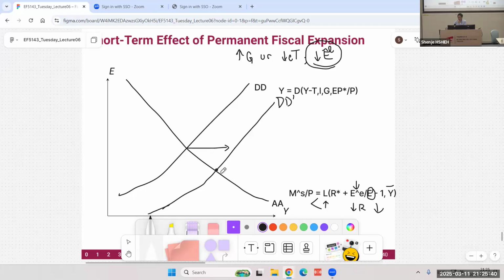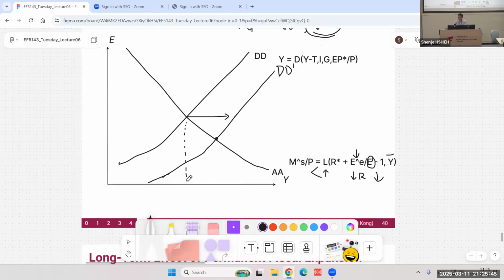So for any Y, I choose any Y, let's choose this one. Y naught, and E naught. If I choose this Y, then E has to shift down, but how much, right? Does it shift all the way down to here? Or does it shift somewhere halfway? Right, that should be your question to yourself.